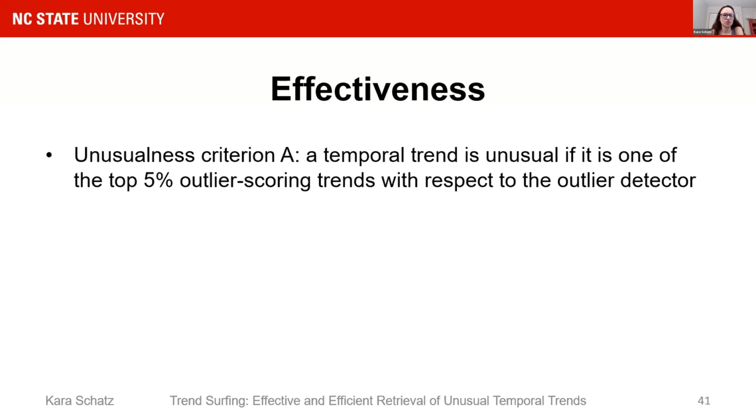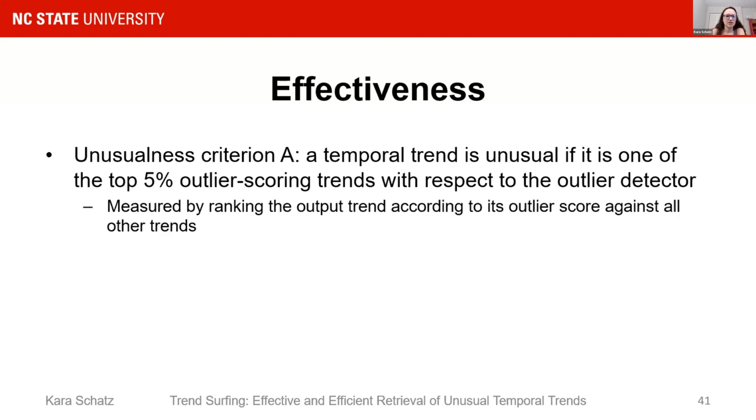Specifically, according to unusualness criterion A, which states that a temporal trend is unusual if it's one of the top 5% outlier scoring trends, we measured the effectiveness by ranking the output trend according to its outlier score against all the other trends. And then we report the absolute rank of the output trend along with the percentage score.